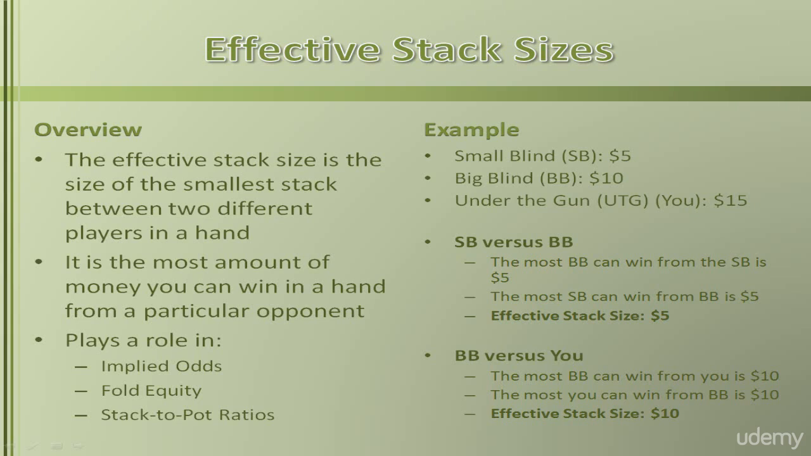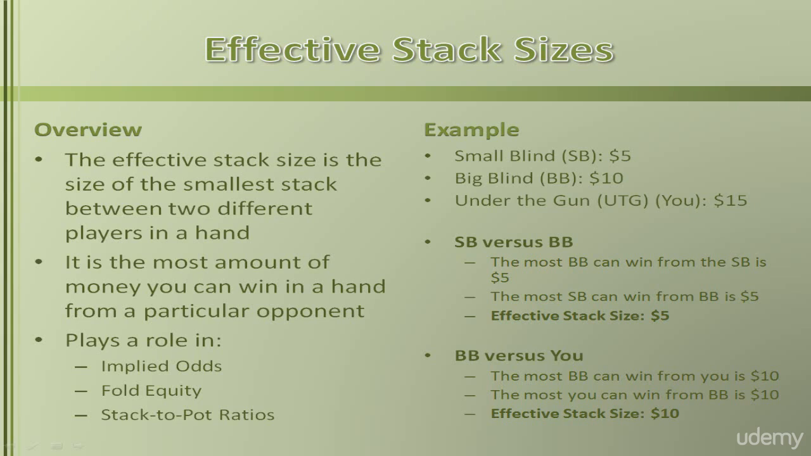So let's do a quick example, and I have an example on the slide. We have an example where small blind has $5, big blind has $10, and you have $15. So let's look at the effective stack size of a hand where small blind is in the hand versus big blind. What's the effective stack size? We need to look at the two and determine the smallest. The smallest is $5, so the effective stack size is going to be $5. Why is that? The most that big blind can win from the small blind is $5, and conversely, the most that the small blind can win from the big blind is $5.